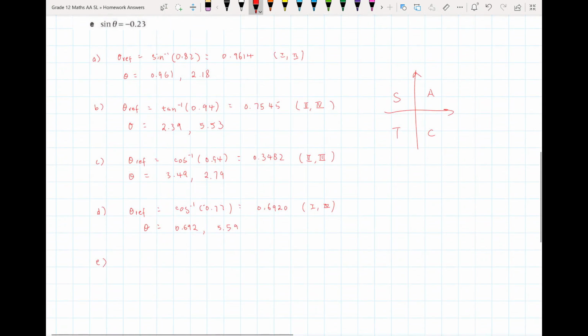And finally for E, find the reference angle for sine. Which is this. And it's negative at quadrants 3 and 4. So then I would do pi plus and 2 pi minus.